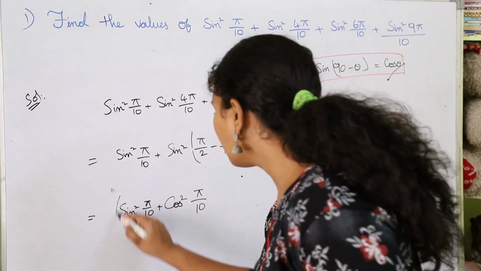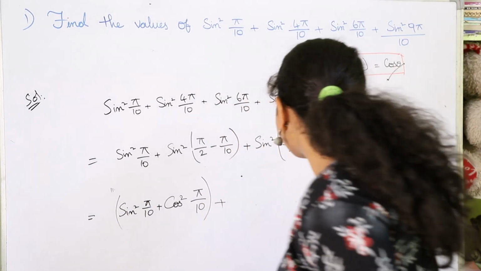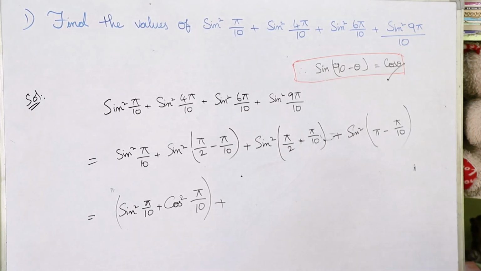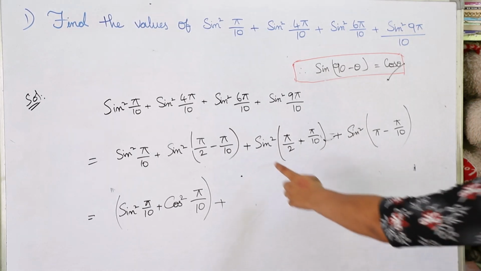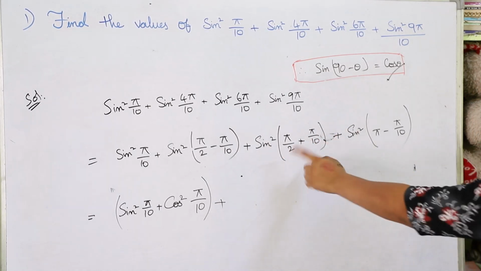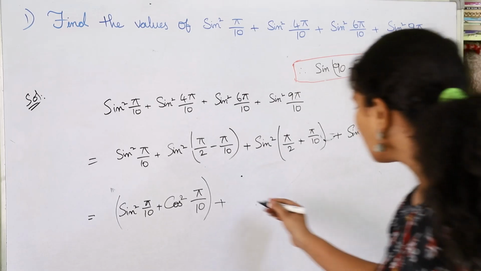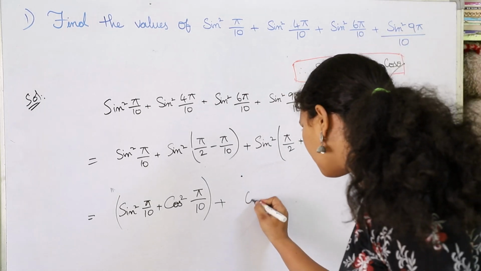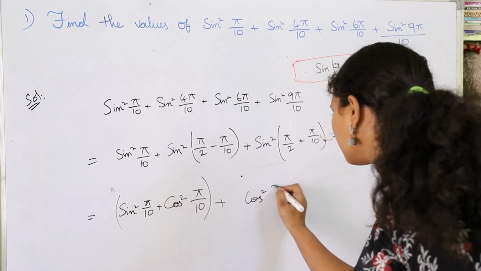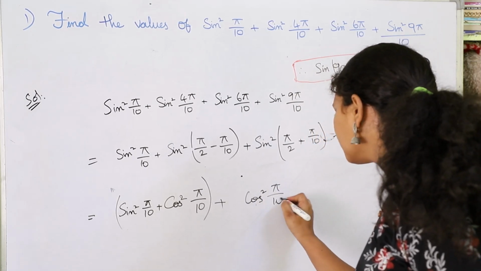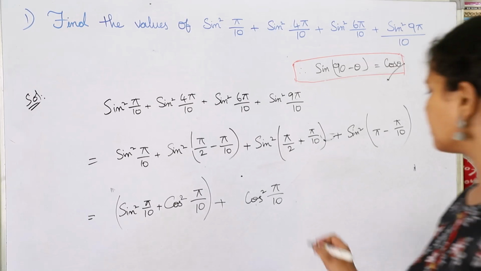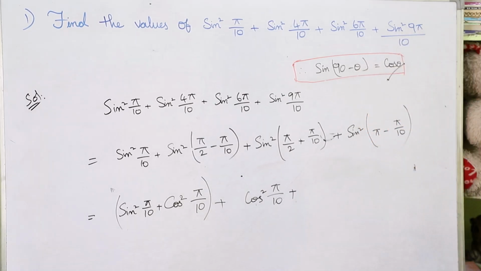Now let me go for the second one over here. Here we have sin square pi by 2 plus pi by 10. So sin square of pi by 2 plus pi by 10, which equals sin 90 minus theta, equal to cos theta, means cos square theta. So instead of theta, you add pi by 10. So cos square pi by 10 plus, here we have sin square.